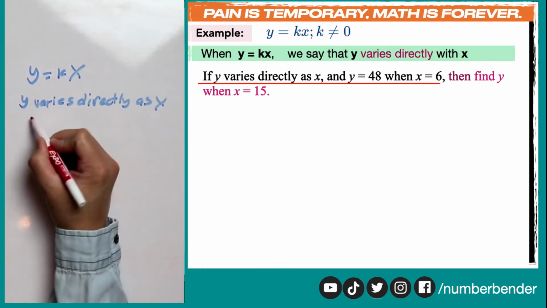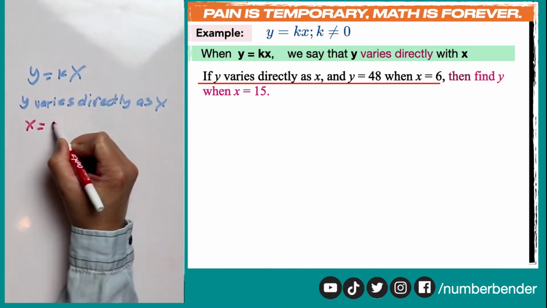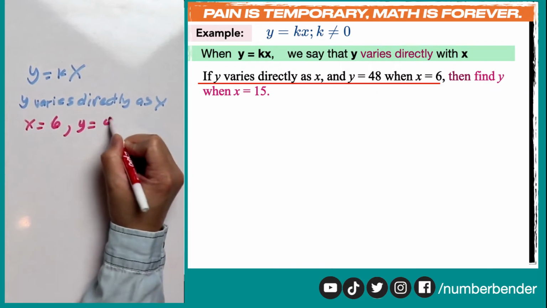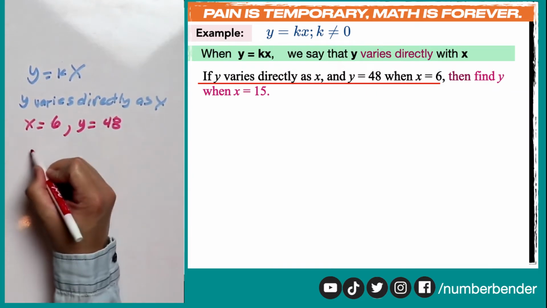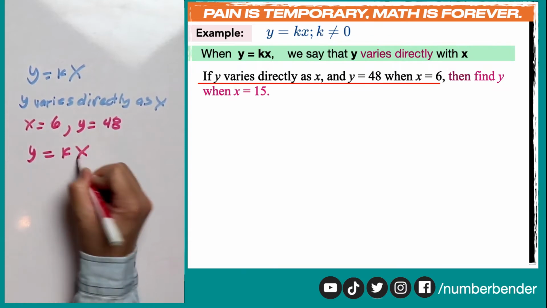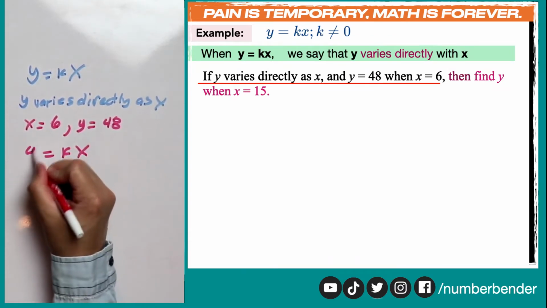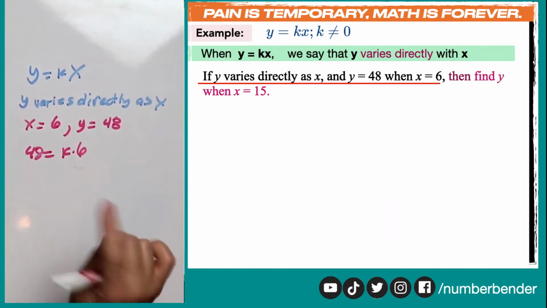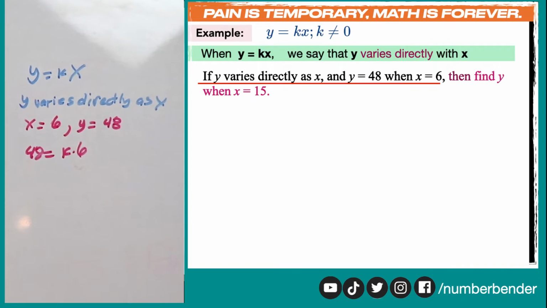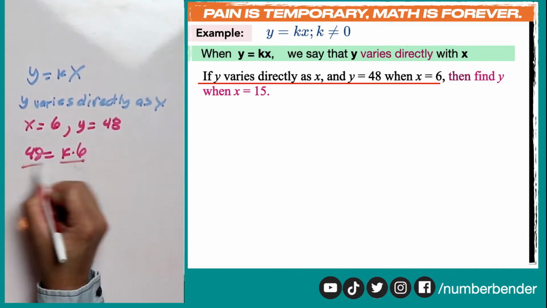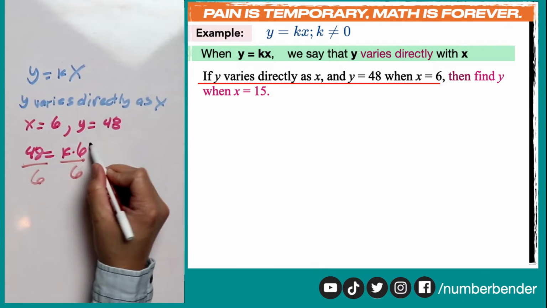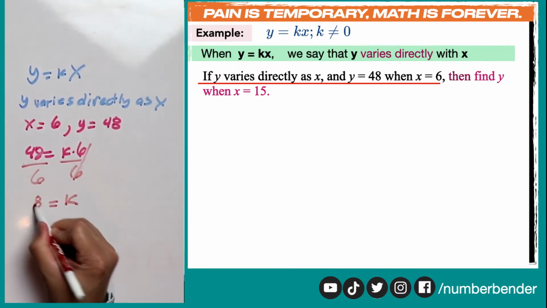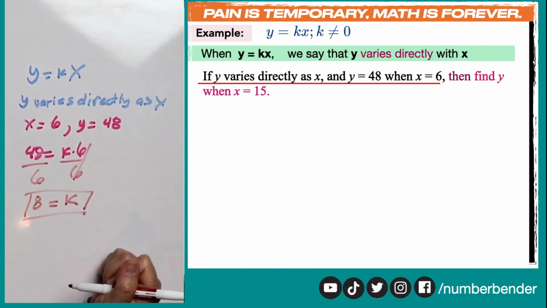of relationship. And we are given the value of x, which is 6, and the value of y, which is 48. So all we need to do is to plug it in to our equation y is equal to kx. So that means y is equal to 48 and x is equal to 6. And now all we need to do is to use our algebra skill to find the value of k by dividing both sides by 6 so that k is by itself. And we know that 48 divided by 6 is equal to 8. So k is equal to 8.